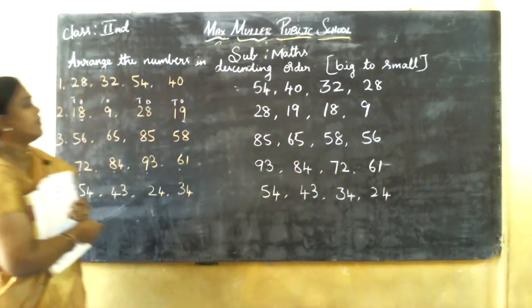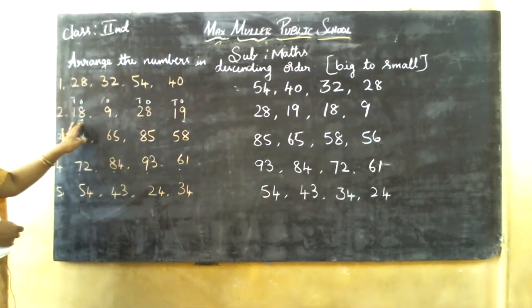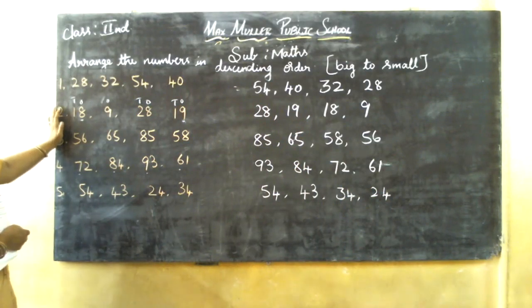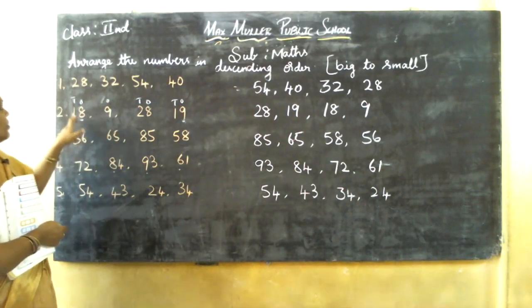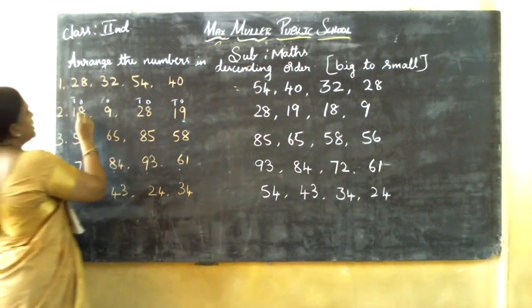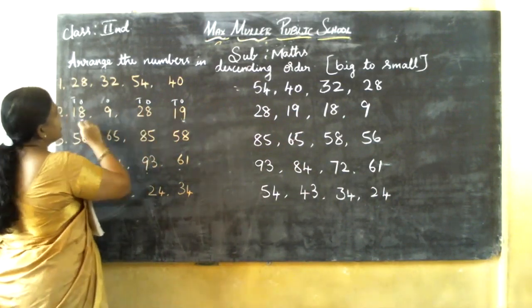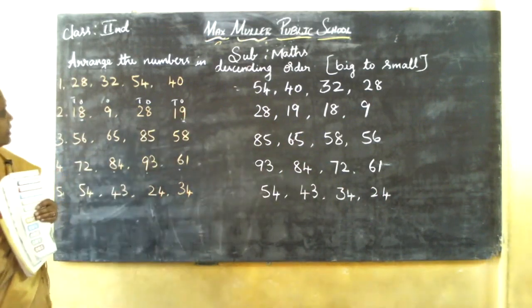Understood, children? First you look at the tens, then the ones, and then you can do it easily. Descending order also, ascending order also. If both numbers are the same in the tens place, you go to the ones number. If you have ones number 8 here and 9 here, which number is big? 9. So you can write easily. Now, shall I rub, children?